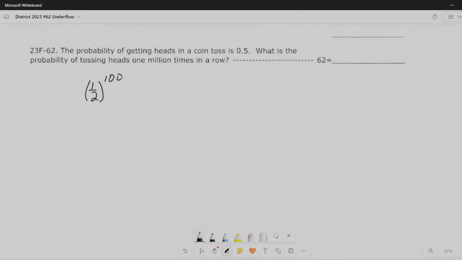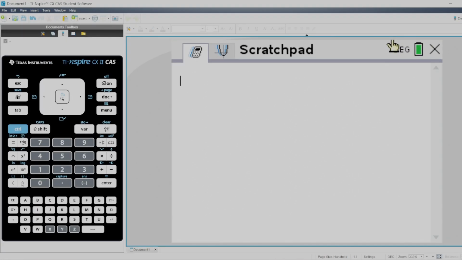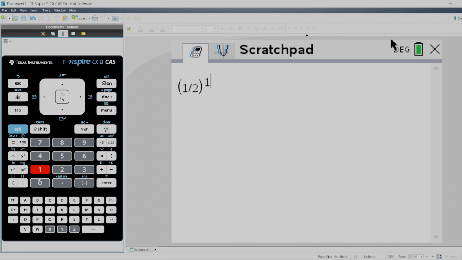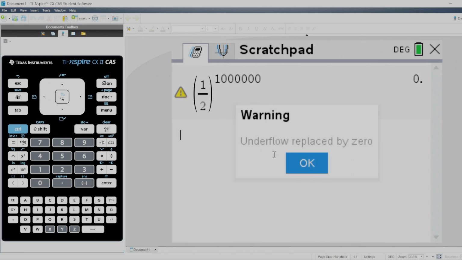So what is the probability of tossing a head 1,000,000 times in a row? That would be 1/2 raised to the 1,000,000. But the issue is, if you try to put 1/2 raised to the 1,000,000 in the calculator, you get an error message. This number is way too small for the calculator to handle. The calculator can't do it. It's way too small, and hence it's called an underflow problem.